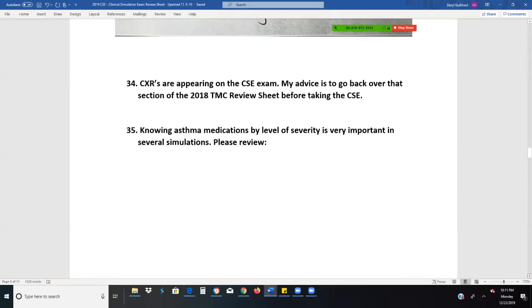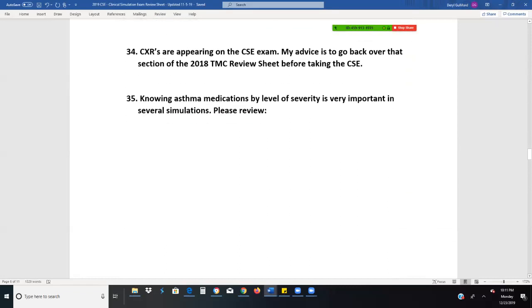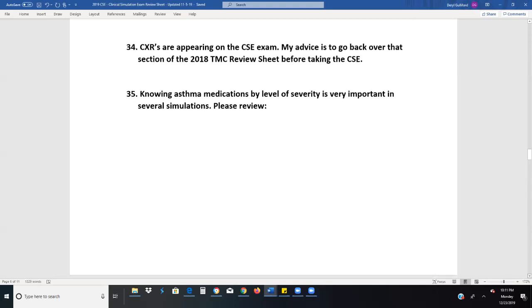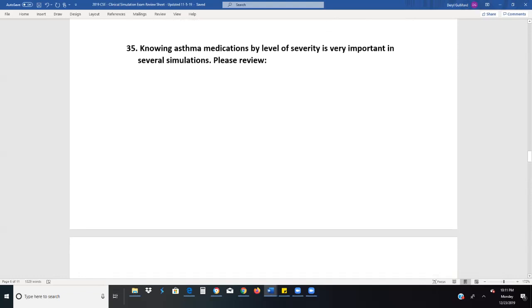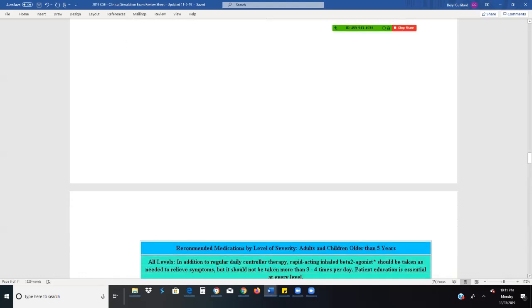Chest x-rays, just go back over that whole section of the TMC review sheet. Recognize the main x-rays that you were likely to see, because what will happen is you'll be given an x-ray and then you need to recommend treatment. Knowing asthma medications by level of severity is so important, so please review.